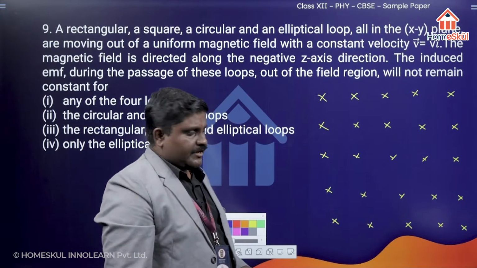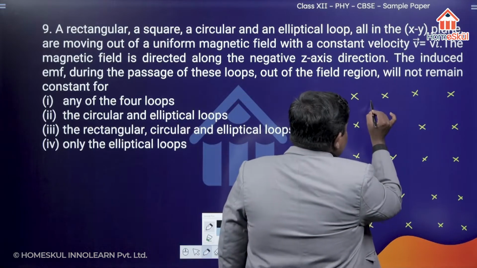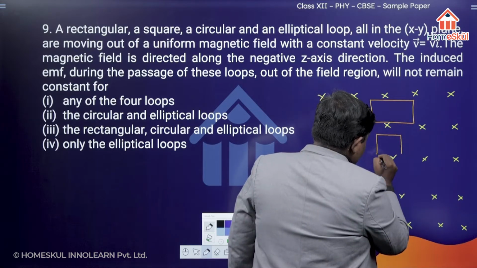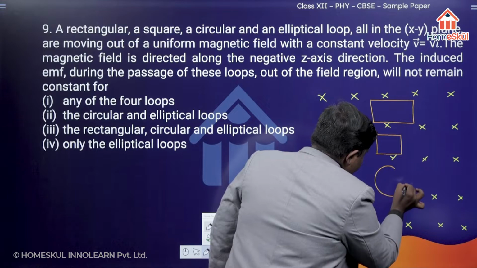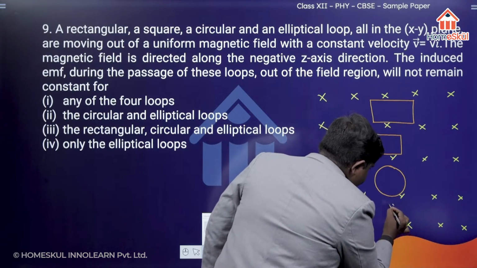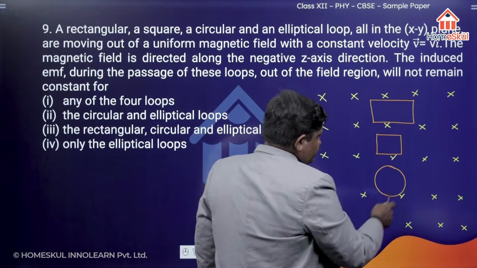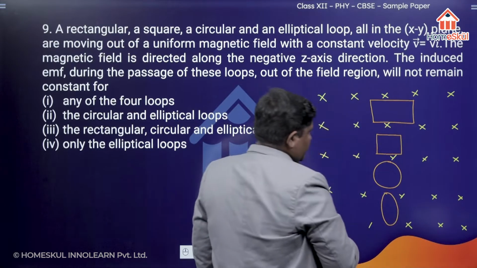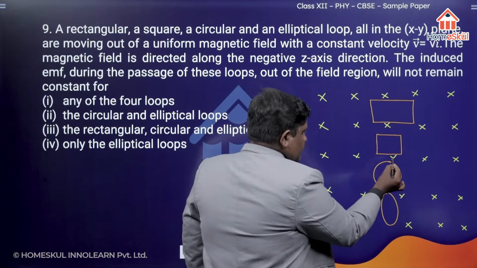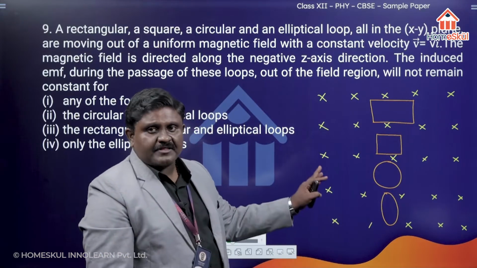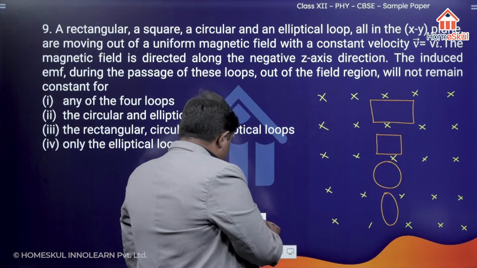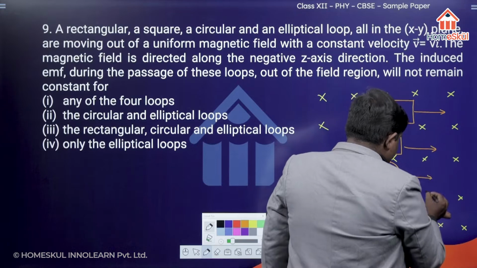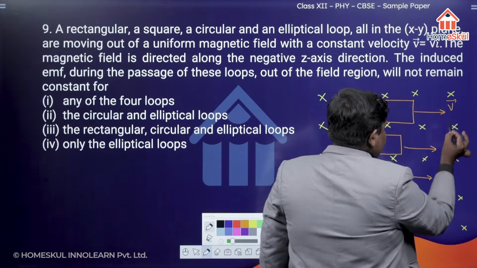Okay, which is into the bottom. Now we are going to consider a rectangle, a square, then a circle and an ellipse. So these 4 loops are moving out of this magnetic field with a constant velocity. These loops are moving out of the field with a constant velocity vector v.